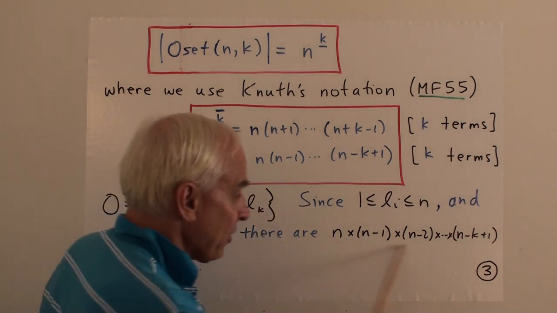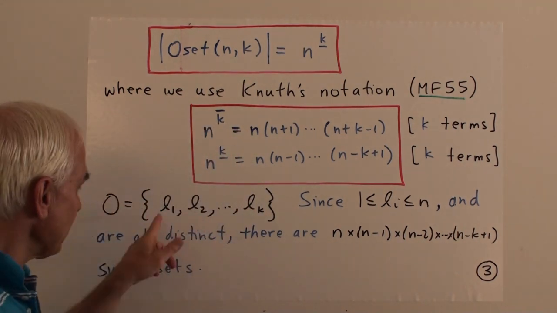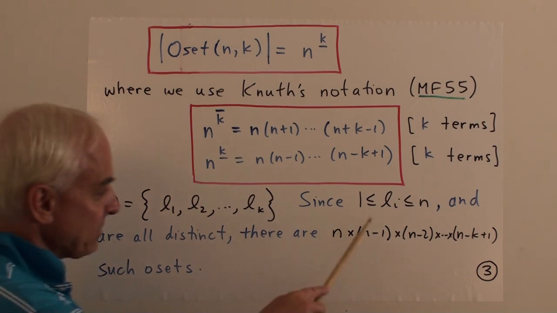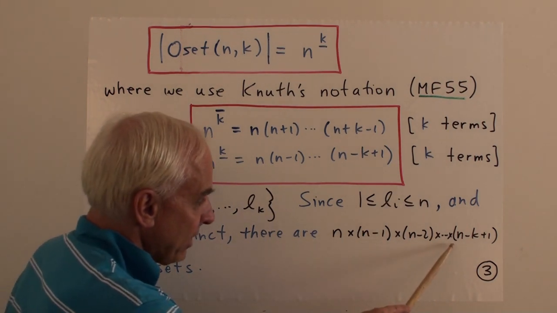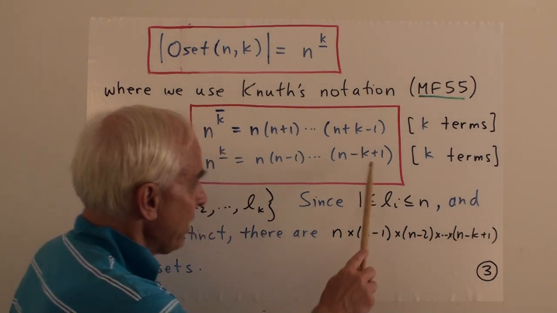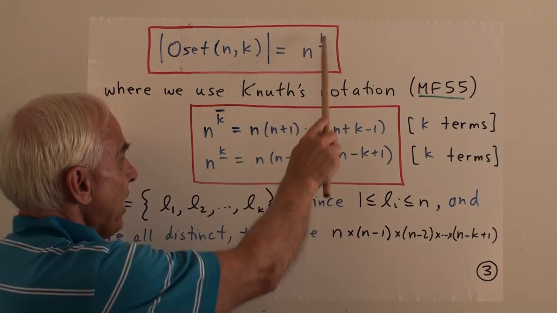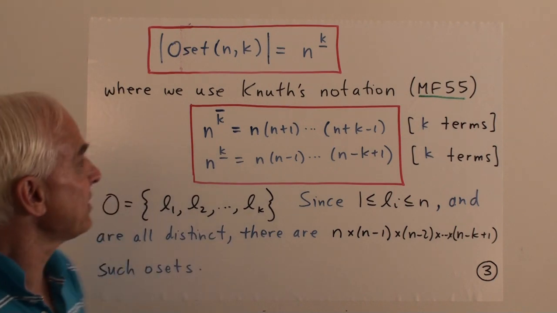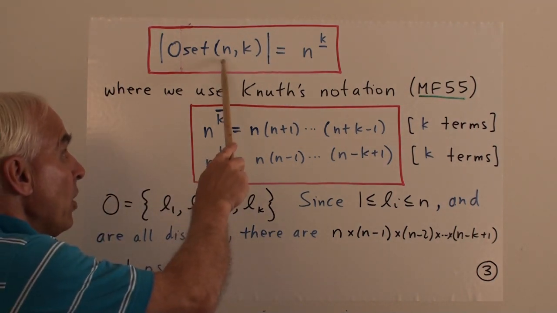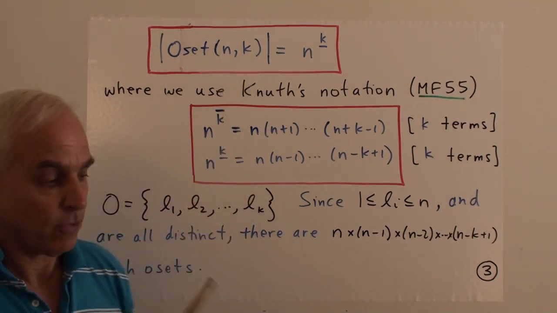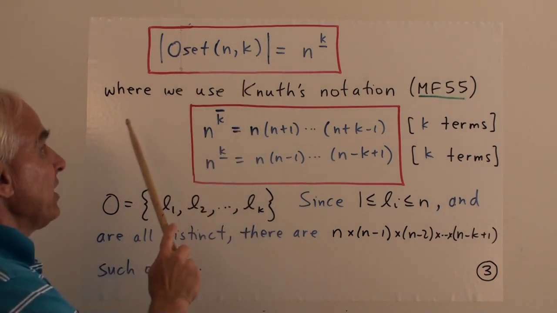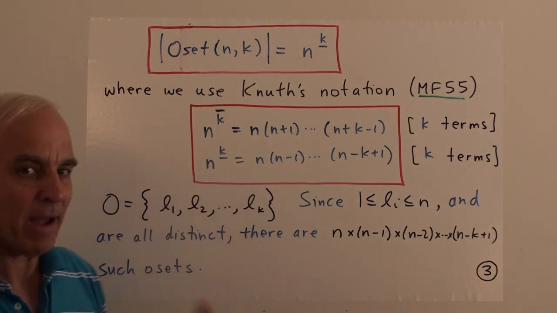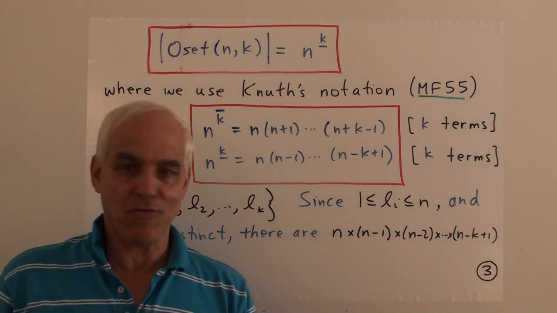And there are going to be altogether k such terms in this product, because there are k choices to be made. So n times n minus 1 times n minus 2 all the way down to n minus k plus 1. That's exactly this thing here, n to the k falling. It's the number of ordered sets from n with k elements. Or if you like, the number of KO sets from n. Also a very fundamental counting formula.